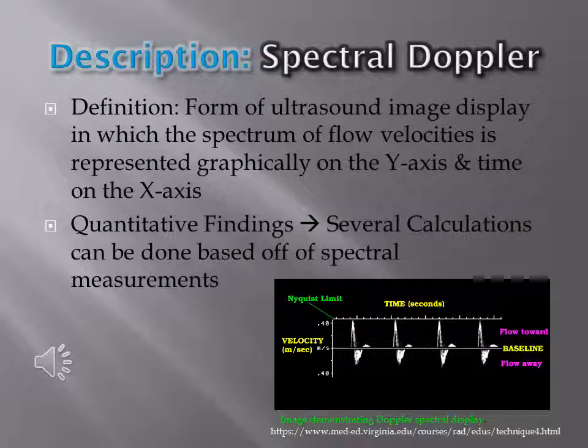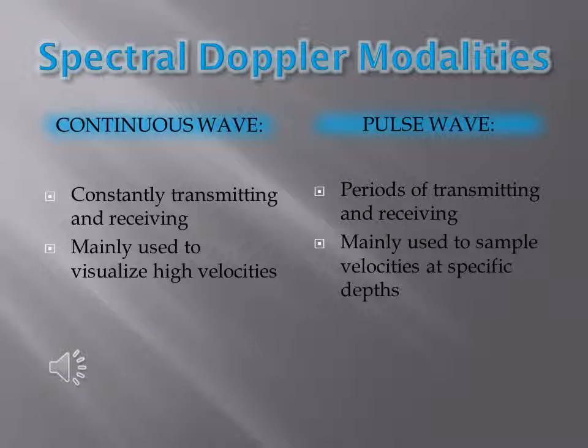A few specific measurements that can be obtained based on plot points or tracings that the sonographer uses are peak systolic velocity, end diastolic velocity, acceleration time, and max pressure gradients, among many others. The two main modalities of spectral Doppler are continuous wave Doppler and pulsed wave Doppler.